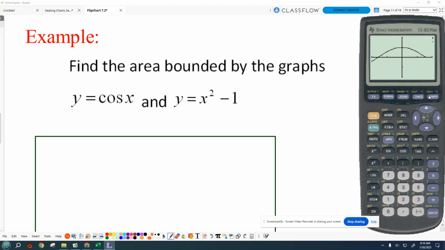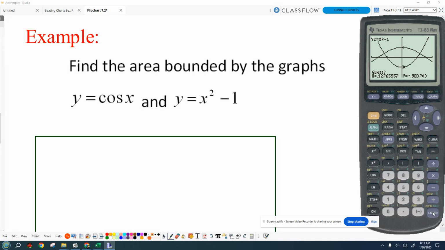Can anyone remind us how to find the intersection points on a calculator? Second trace, which is calculate. Number 5, which is intersect. It's blinking and it says, is this the first curve? It's got a question mark. You need to say yes, that's one of the lines. And then, is this the second curve? Yeah.